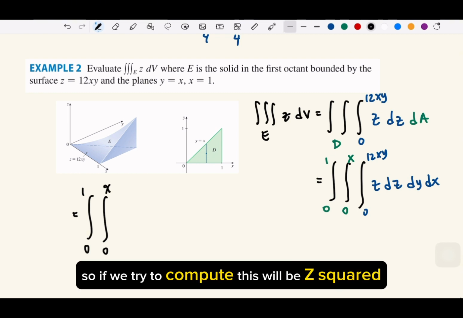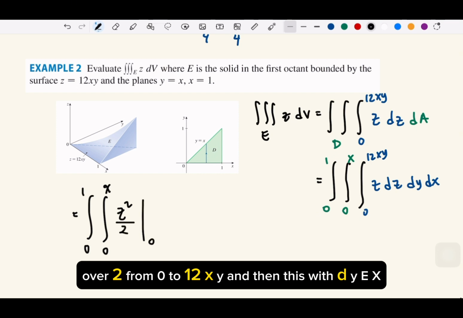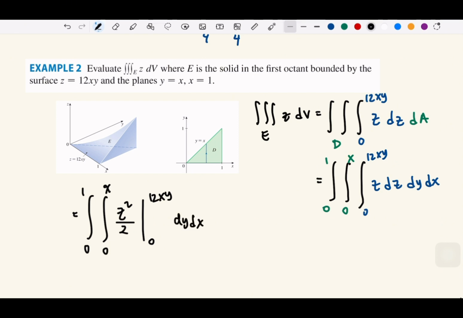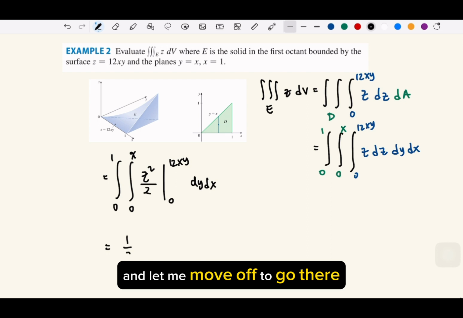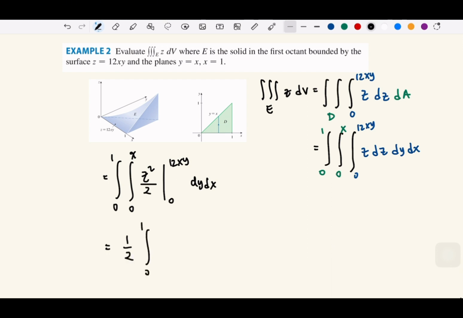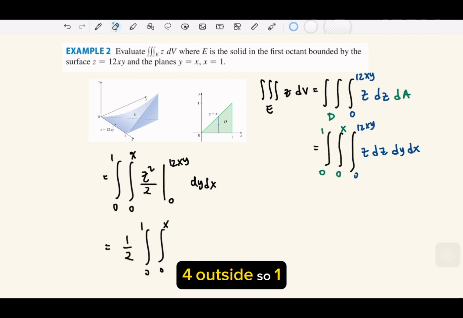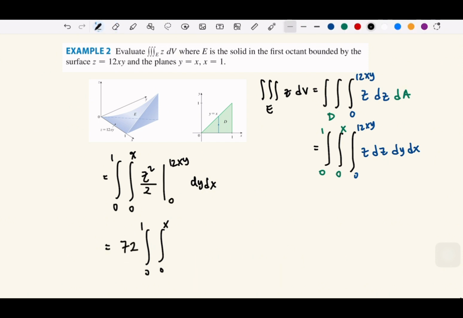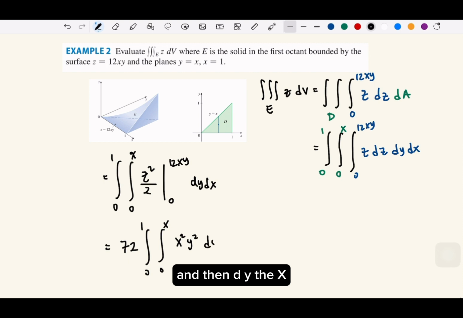So if we try to compute, this will be z squared over 2 from 0 to 12xy, and this will be dy dx. So 12xy, so 12 squared is 144. I will move 144 outside. So 144 divided by 2 is 72. So this will be z squared, so x squared, y squared, and then dy, dx.